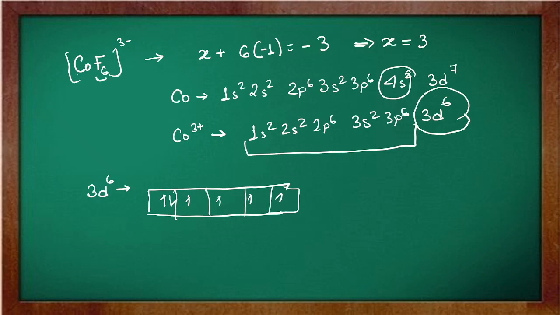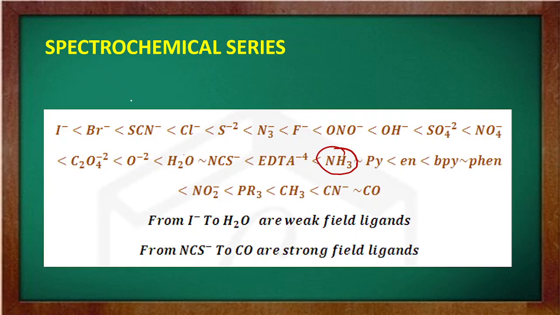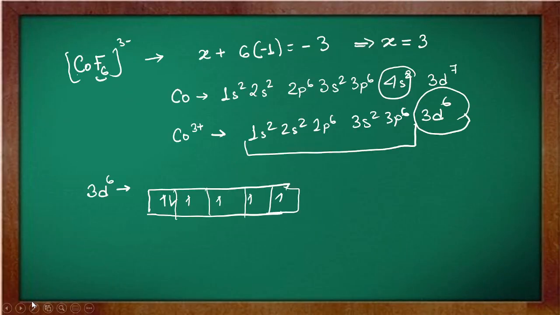Let us move to the previous slide and see here. This time I have used the ligand fluorine. Now fluorine is present here, which means that it is a weak field ligand. In case of a weak field ligand, your pairing will not occur. When pairing is not occurring, the orbitals will remain as they are here.